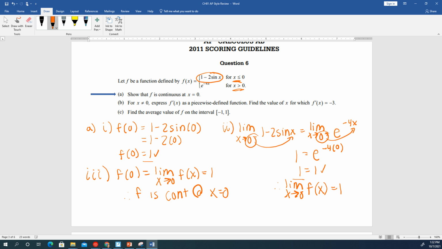Okay, let's quick look at the scoring guidelines for that one. 2011 exam. I think that's here. My sister took this exam.